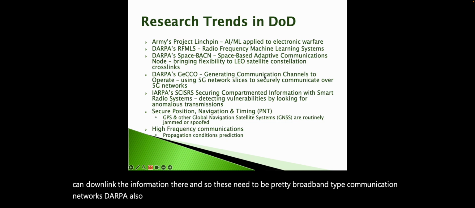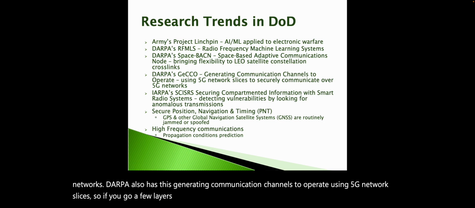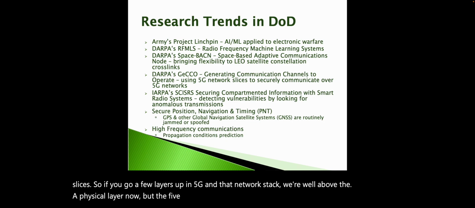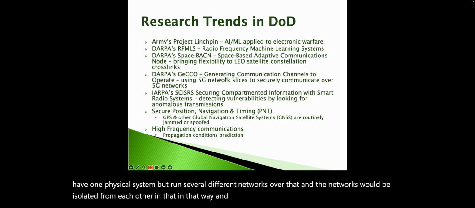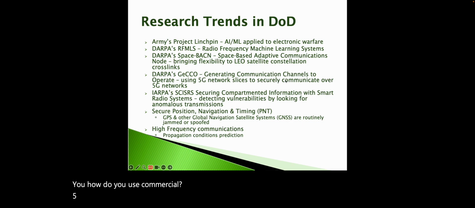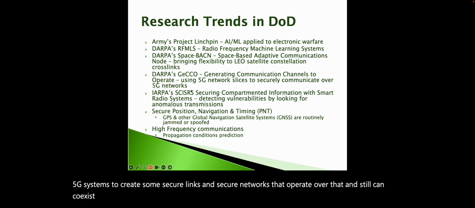DARPA also has this generating communication channels to operate using 5G network slices. So if you go a few layers up in 5G in that network stack, we're well above the physical layer now, but the 5G system is designed to have these network slices so that you could have one physical system but run several different networks over that, and the networks would be isolated from each other in that way. And so the idea would be, how do you use commercial 5G systems to create some secure links and secure networks that operate over that and still can coexist with the existing system.